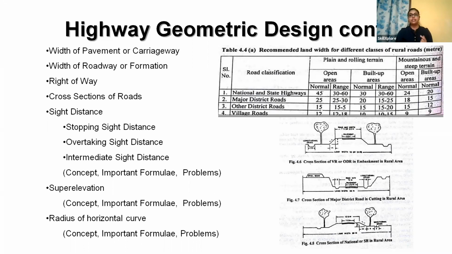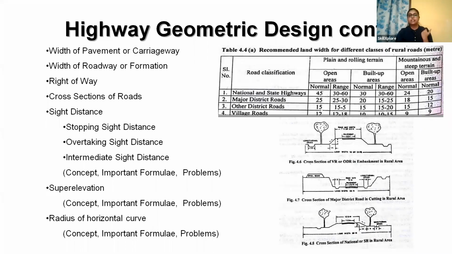Next is intermediate sight distance. Intermediate sight distance means in certain areas you can't provide the complete overtaking sight distance. In that case, we'll just take double the stopping sight distance and provide that. So all these things, the concepts, the important formulae, the problems, will be discussed under our sessions.